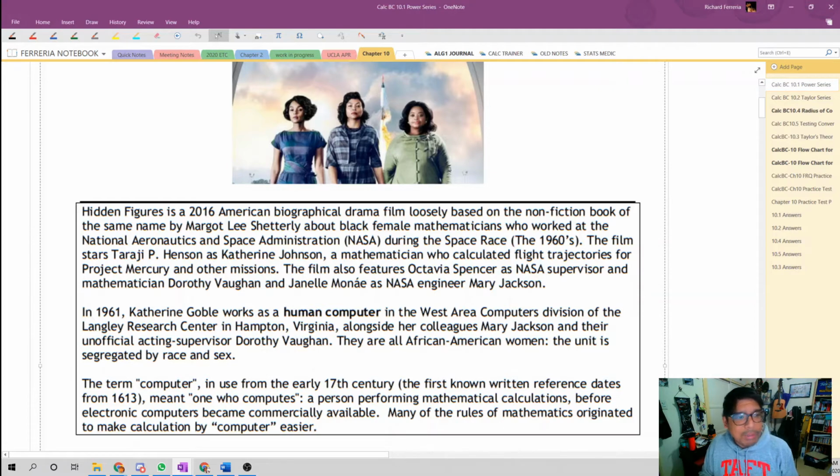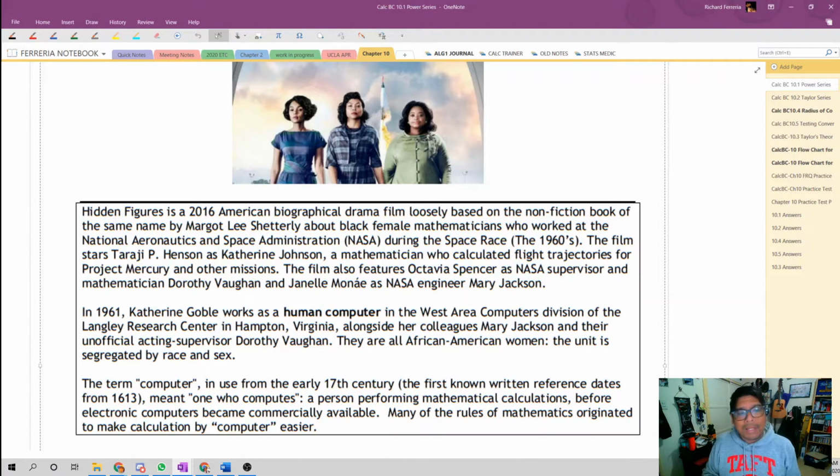In 1961, Katherine worked as a human computer. Now, that's not a job description you hear very often, but this was a really, really big thing not so long ago. She worked as a human computer in the West Area Computers Division of Langley Research in Hampton, Virginia, alongside her colleague Mary Jackson and their unofficial acting supervisor, Dorothy Vaughan. They're all African-American women, and the unit is segregated by race and sex.